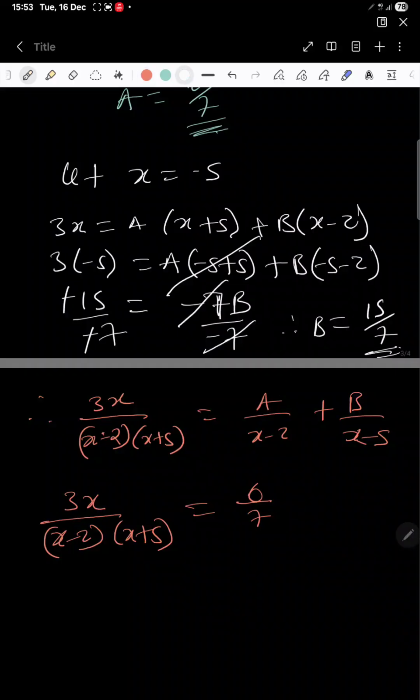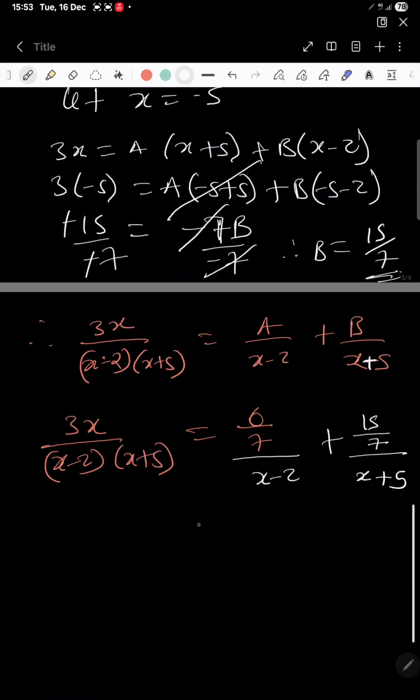Okay, so 6 over 7 on a, then over x minus 2, then plus our b is 15 over 7 over what? Over x plus 5. I don't know why I'm writing the minus here, so we're supposed to put a 5 here. There's a plus 5, not minus 5. All right, so we need to put a plus 5 there.